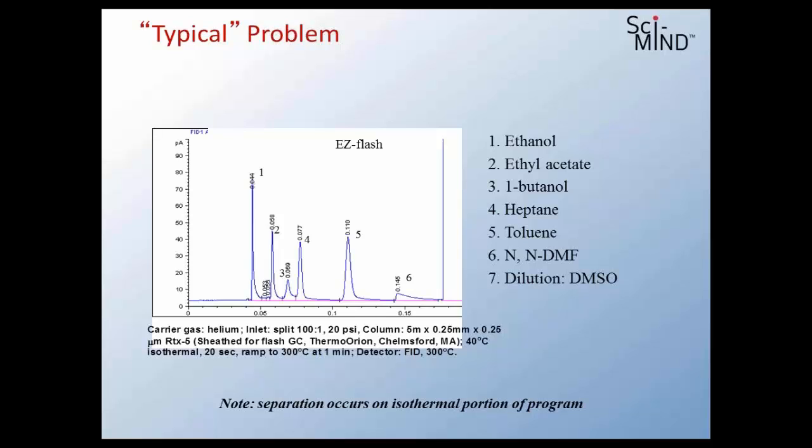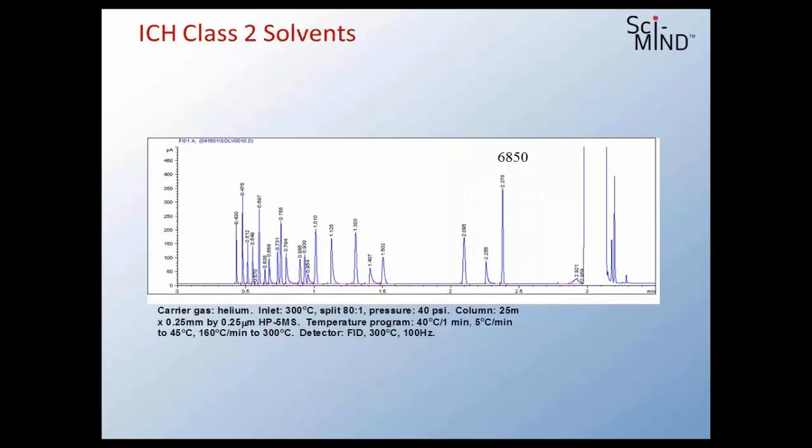And I can optimize for speed. So here's one optimized for speed. The other thing you see is that the resolution's not that great. I've got 6 or 7 compounds here, not all 60 or so that you would see in a complete pharmaceutical residual solvents analysis. Here's a similar problem also with FastGC with one group of solvents.